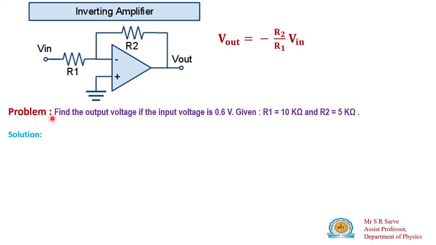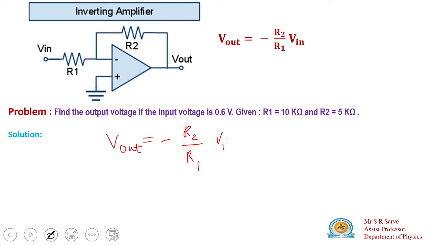Now what is the problem? The problem is: find the output voltage if the input voltage is 0.6 volt and the resistance R1 is equal to 10 kilo ohm. Okay, that is your input resistance, and R2 is equal to 5 kilo ohm. So now we'll go for the solution of this equation. So what is output here? The output equation is output is equal to minus Rf, the resistance in feedback is R2, and input resistance is R1, into the input voltage.